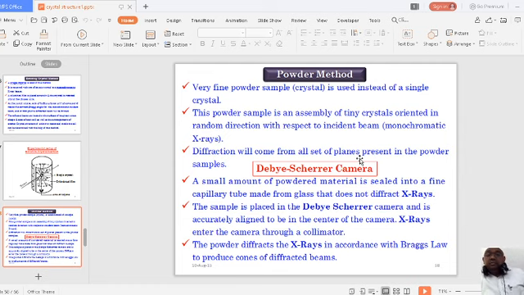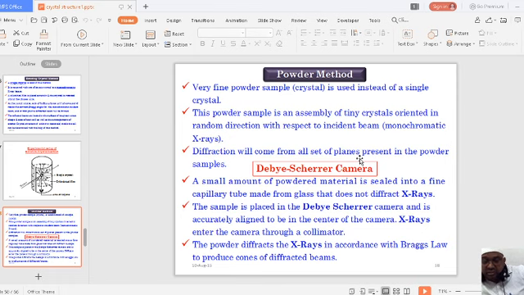In the powder method, when you talk about powder, your sample should be in powder form. That is the primary condition of the powder method. When I say powder, the crystal has been made into powder. So a very fine powder sample is used instead of a single crystal. And this powder sample is nothing but tiny crystal particles, which are oriented in different random directions with respect to the incident beam. Which type of beam? An X-ray beam, and that X-ray beam is monochromatic. Mono is single, chromatic is colored, so a single-colored X-ray beam.